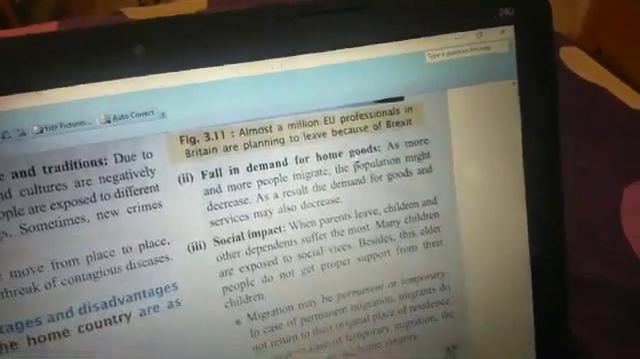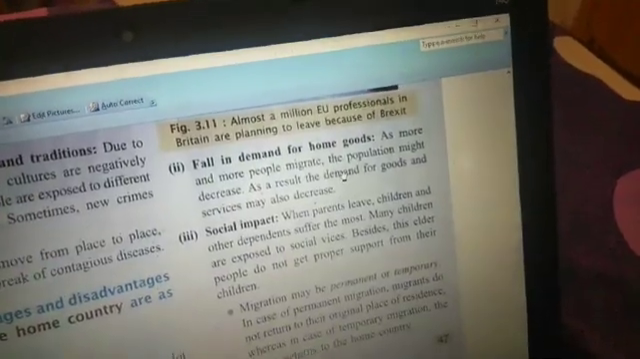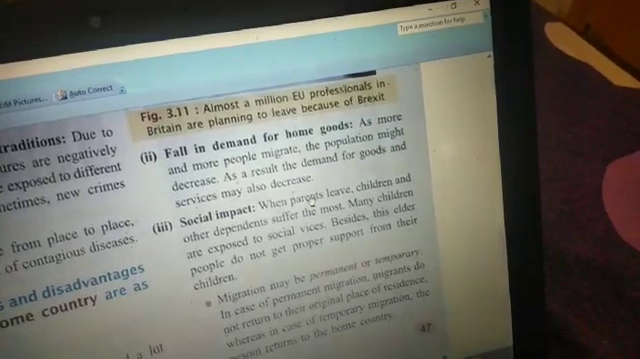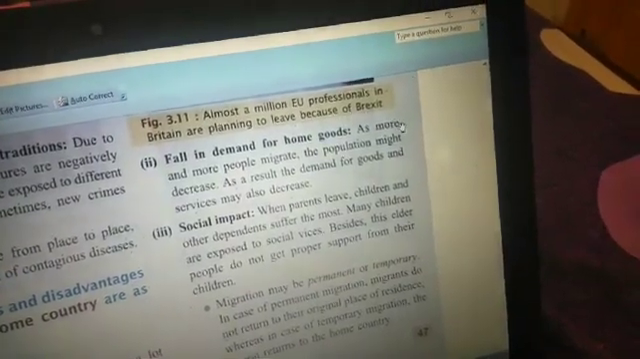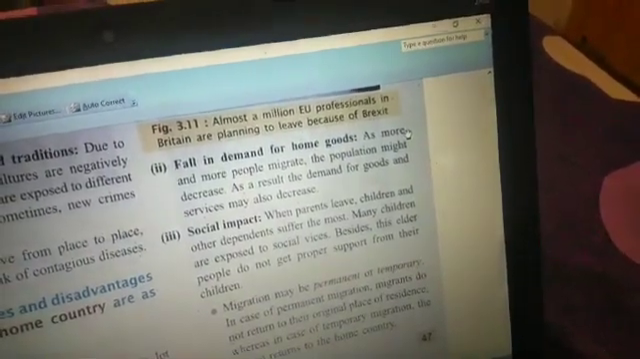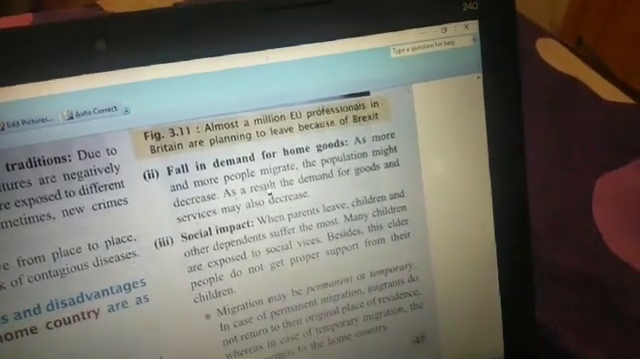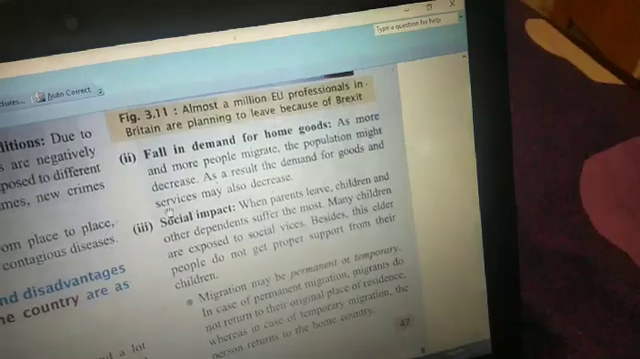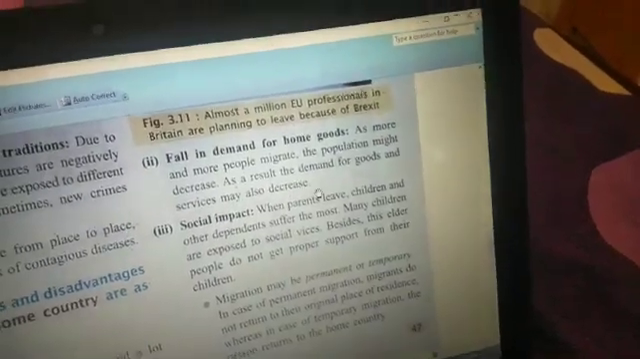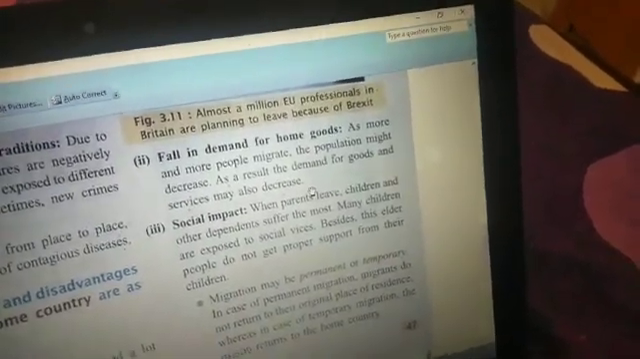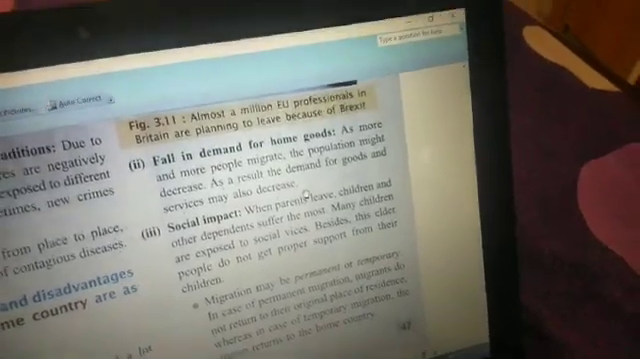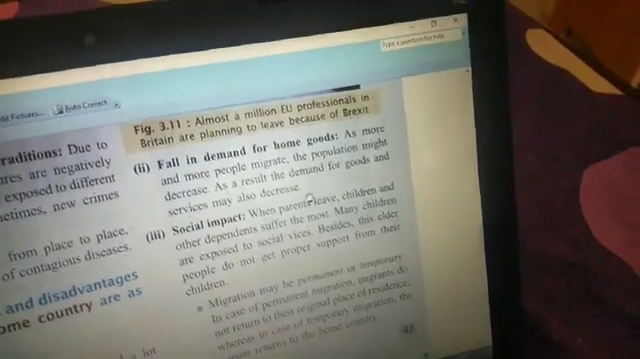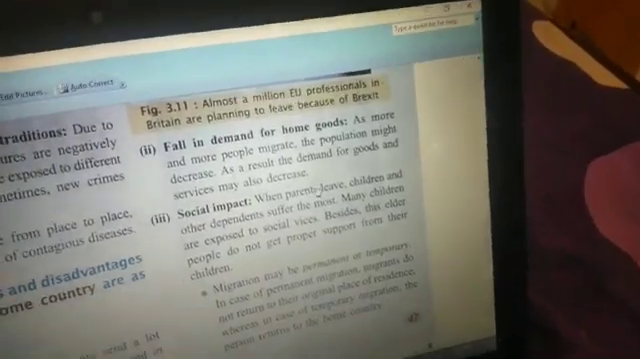And fall in demand for the home goods. Definitely, nobody will be interested in purchasing our Indian made products because the foreigners will use their own products. As more and more people migrate, the population might decrease. As a result, the demand for goods and services may also decrease. So our Indian made products, or whatever is presently there in our India, people will be using it for a low price. So naturally the financial status will come down.